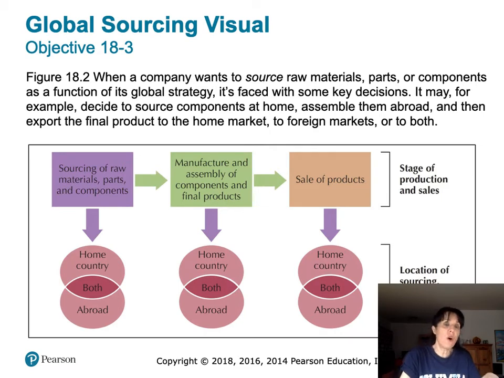This figure, 18.2, shows that process, like how the company sources raw materials, parts, and components in the home country, right? They manufacture and assemble the components and final products abroad, and they ship those goods back to the home country to sell either in the domestic market or outside of the home country.